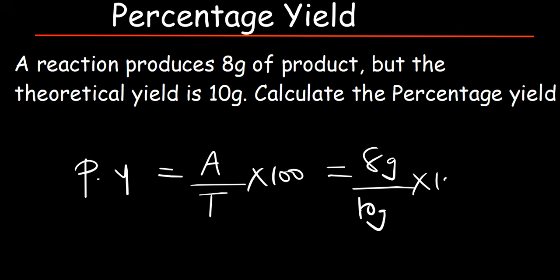Now the grams and the grams are going to cancel. Then we've got 10. 10 into 10 is 1. 10 into 100, that is 10. So we have 8 multiplied by 10, which is 80. Since this is a percentage, it's going to be 80%. What this means is that this reaction gave us 80% of the product, although it didn't give us the ideal number, which is 100. So basically that, let's solve another question.